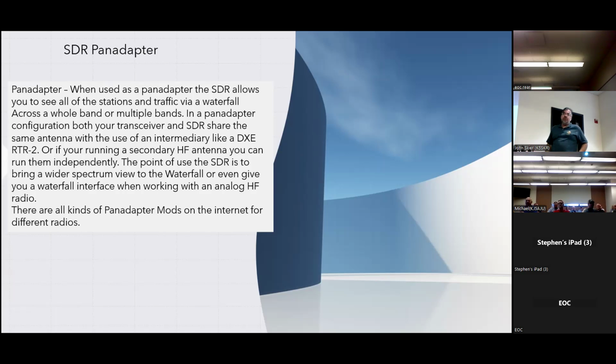Doesn't have to just be CW. If you're doing phone, which I do a lot of, you can see where there's at least activity in the band that you could then tune into on your radio and see whether or not it's something you want to work.